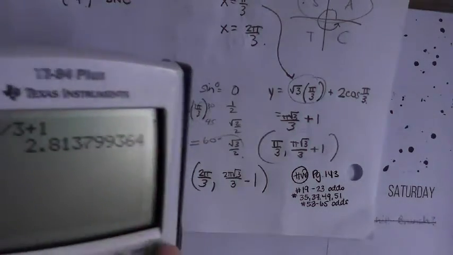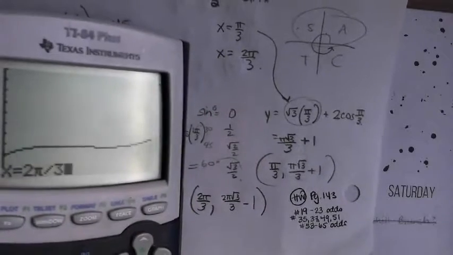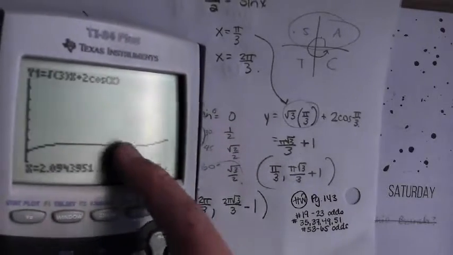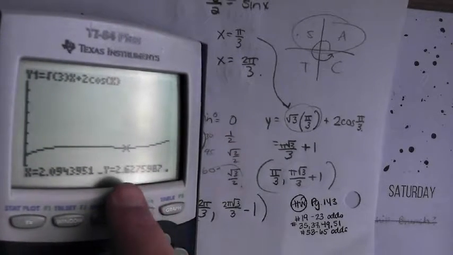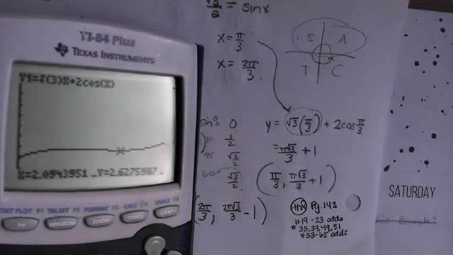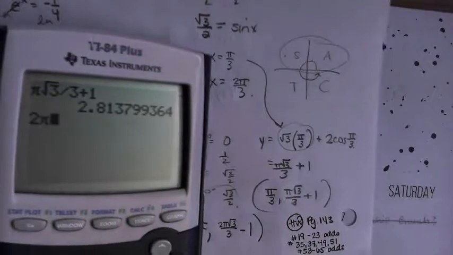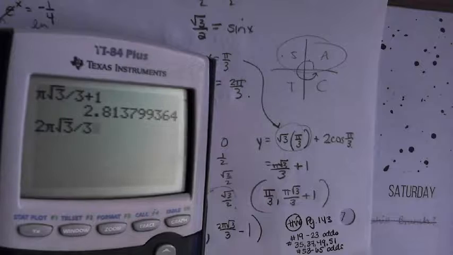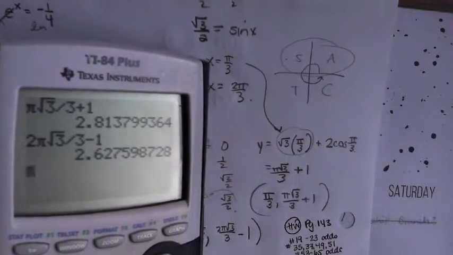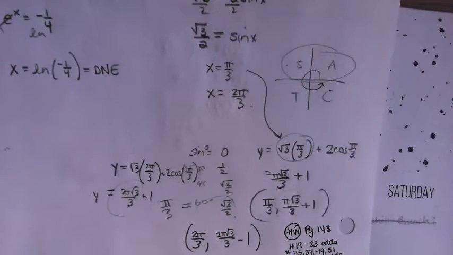And again, to check that on our calculator, second trace, and we'll look for the value at 2 pi over 3. It puts us at our relative minimum, 2.6275, so 2.62. We'll look for those to be our first couple digits. So 2.62, I'm going to remember that, 2 pi root 3 divided by 3 minus 1, 2.627. Okay? So, again, keep in mind, I'm grabbing the uglier, more difficult ones from your homework.